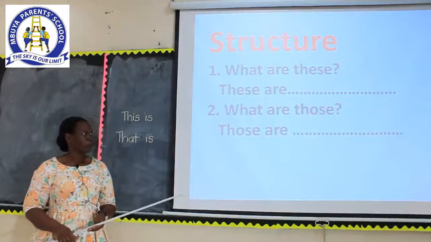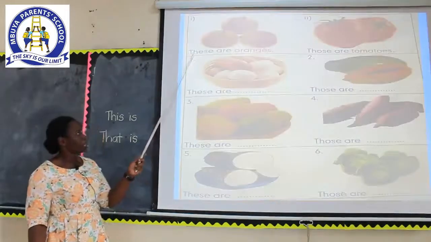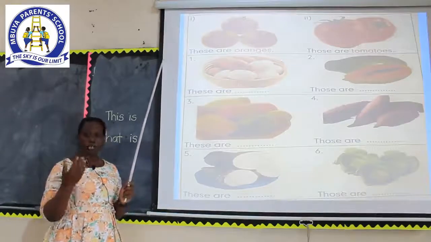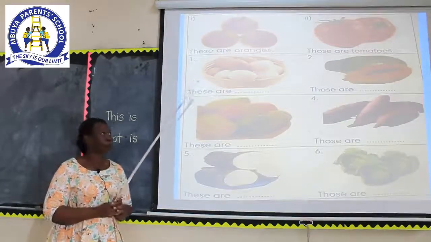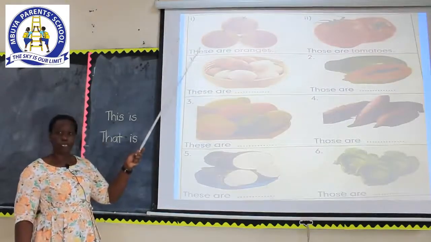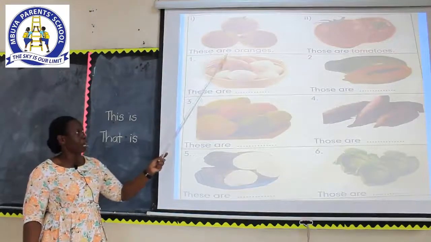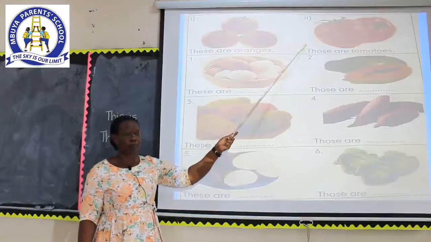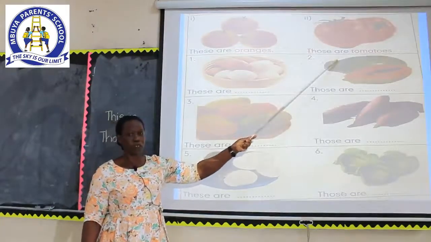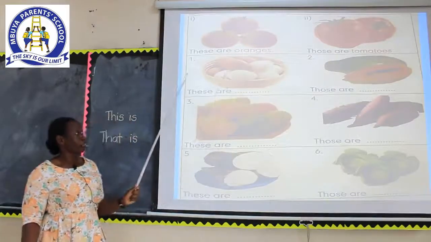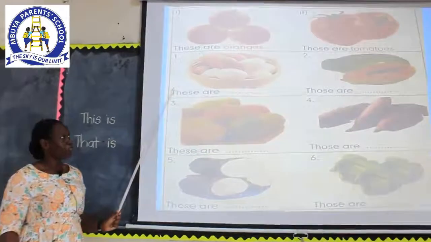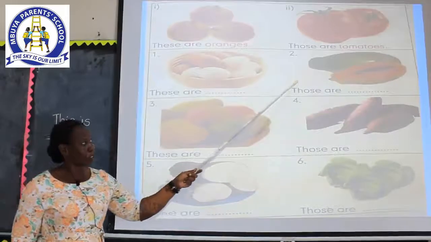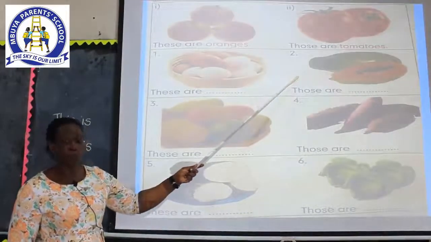Good. Now let's move ahead. Here number 1 says, I'm going to ask the question, and then you respond as you're reading from here. What are these? These are oranges. What are those? Those are tomatoes. What are these? These are eggs. What are those? Those are pawpaws.